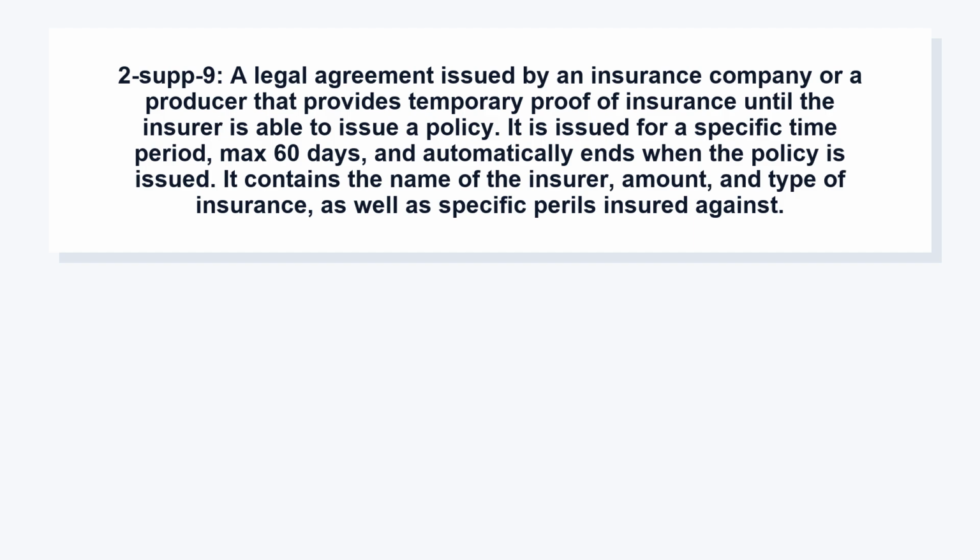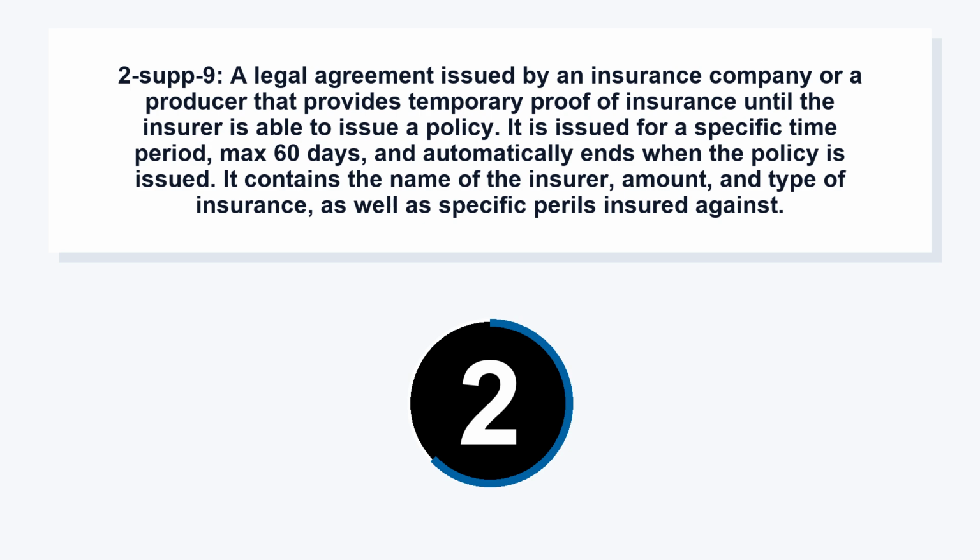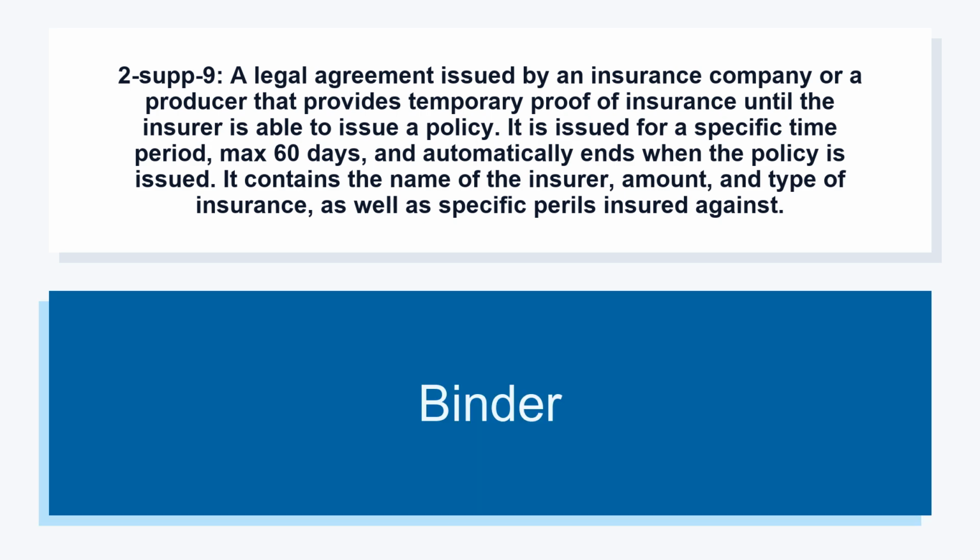2 Sup 9: A legal agreement issued by an insurance company or a producer that provides temporary proof of insurance until the insurer is able to issue a policy. It is issued for a specific time period, max 60 days, and automatically ends when the policy is issued. It contains the name of the insurer, amount, and type of insurance, as well as specific perils insured against. Binder.